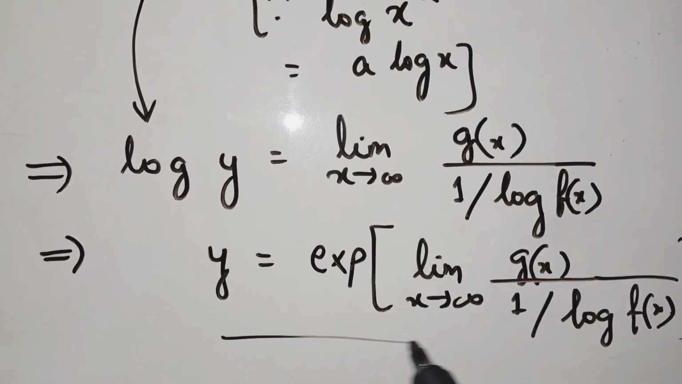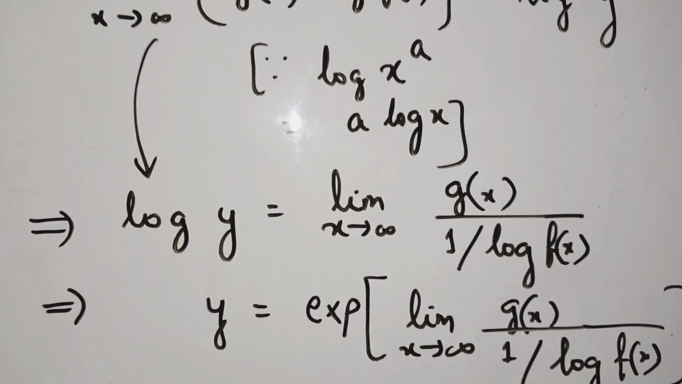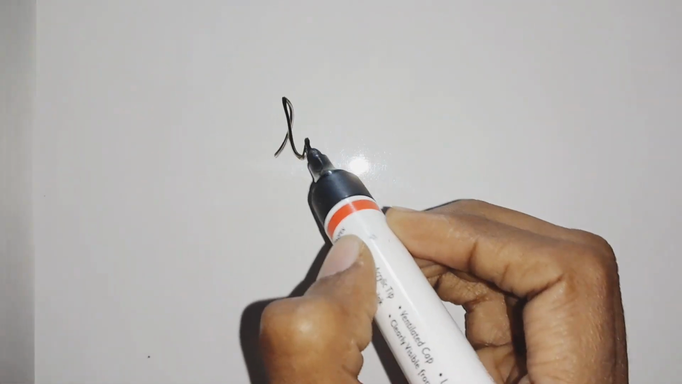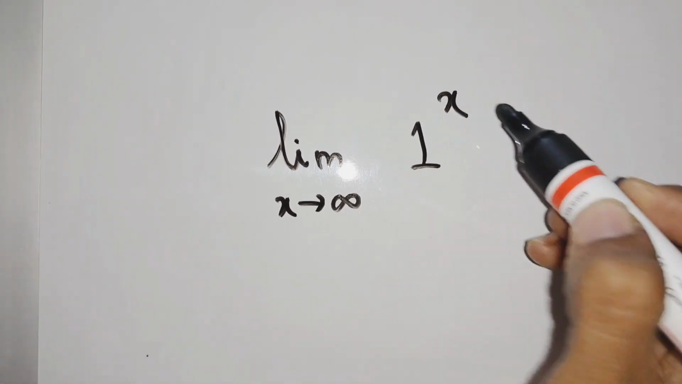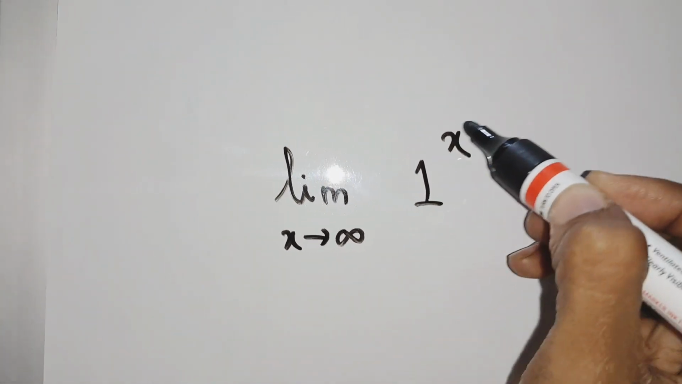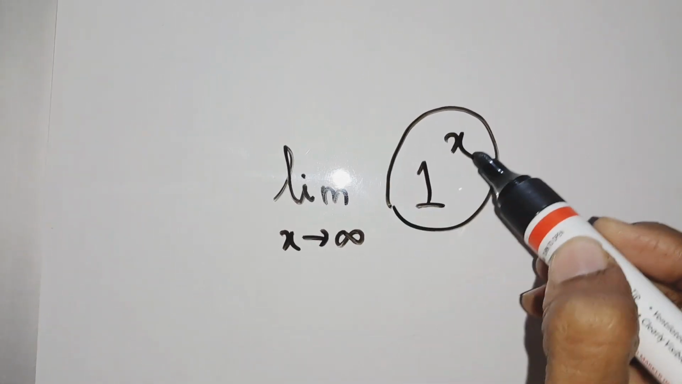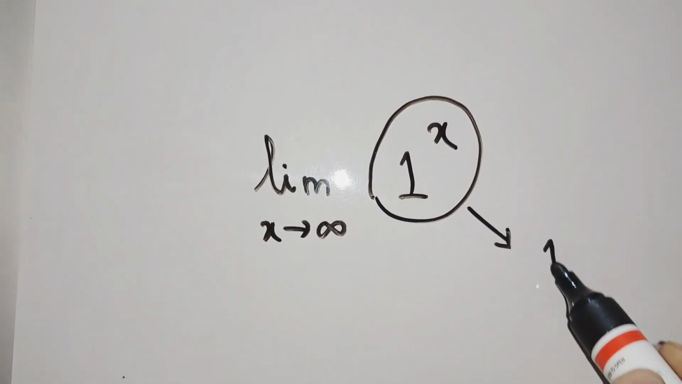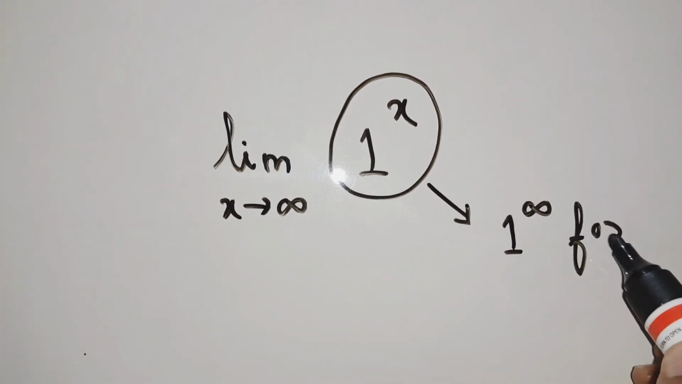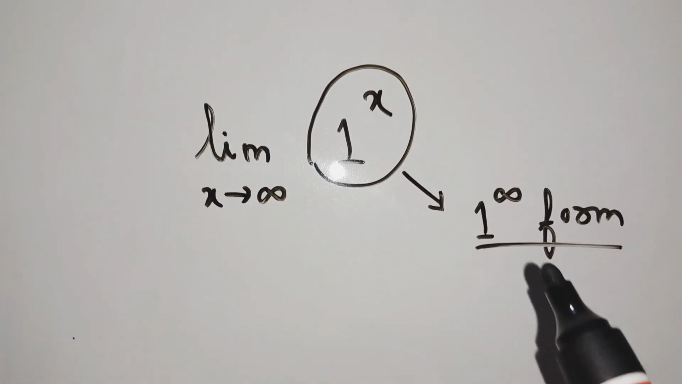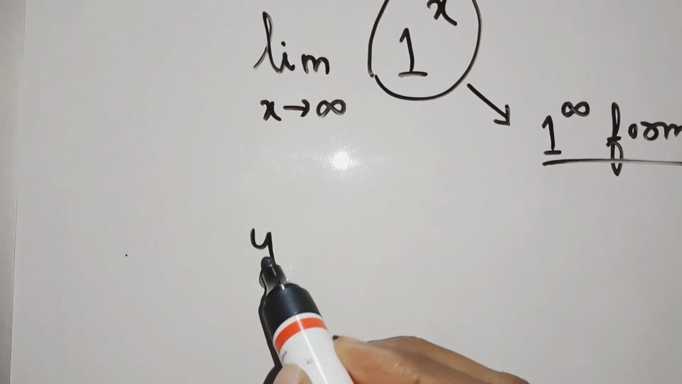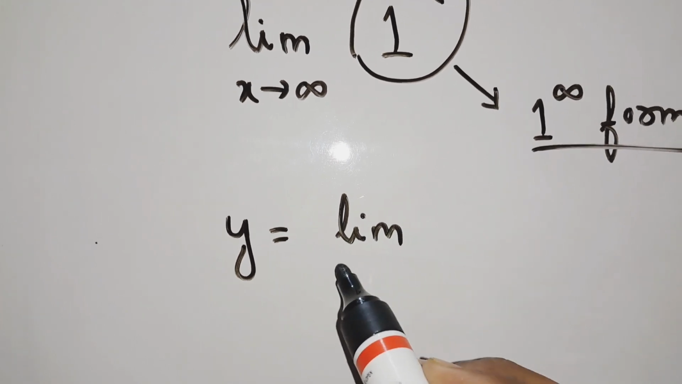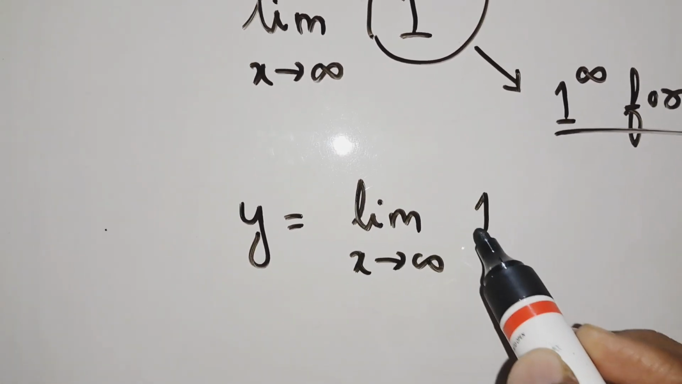Okay, a simple example can do. See, for example, if we take, you have to find out the limit x tending to infinity of 1 to the power x. This is of the form 1 to the power infinity, because after putting infinity in x, we will get the form 1 to the power infinity, which is one indeterminate form. So we can take this whole term as y. Say y is equal to limit x tending to infinity 1 to the power x.